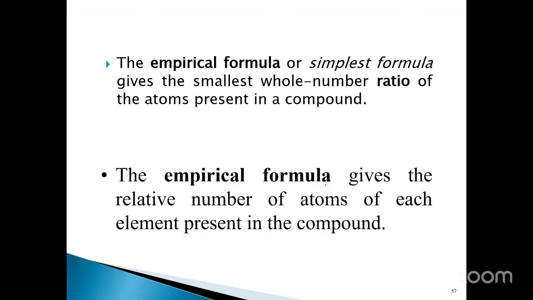The empirical formula gives you the smallest whole number ratio of the atoms of the different elements present in a compound, right? So if you're given something like C2H6, that is the molecular formula. The empirical formula for this compound would be CH3, because this gives you the ratio of carbon to hydrogen atoms. The molecular formula gives you the actual number of atoms of each element per molecule, but the empirical formula gives you the simplest ratio of the atoms of the different elements present in the compound, right?